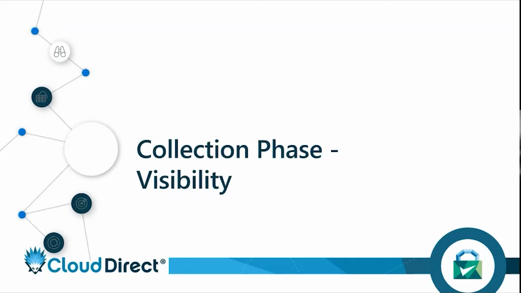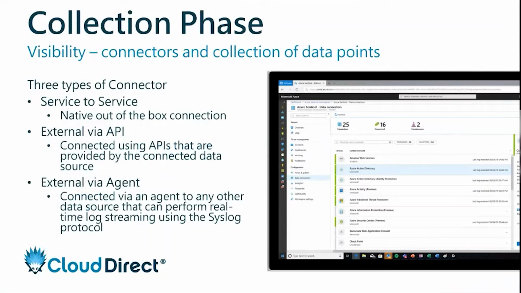Collection. This is all about gathering that data, making sure that we can get data points in. There are three types of connectors that you'd use traditionally. The service-to-service connector is by far the easiest. It's a native connector that Sentinel has. So Microsoft have worked with the vendors to provide that out-of-the-box connector experience.